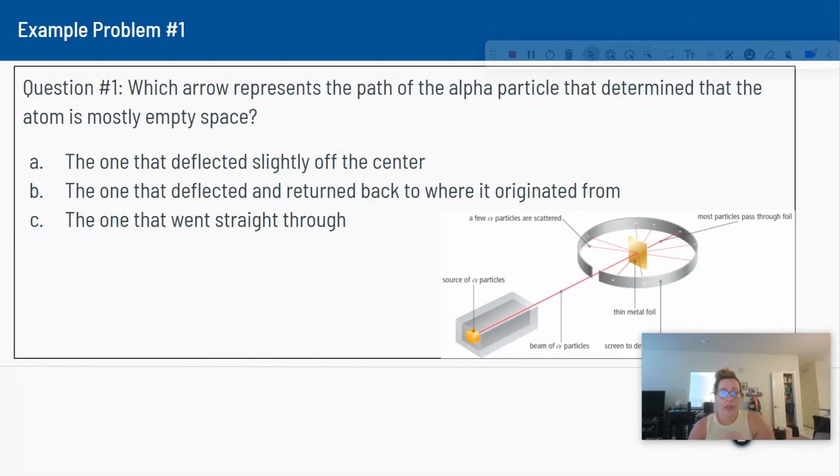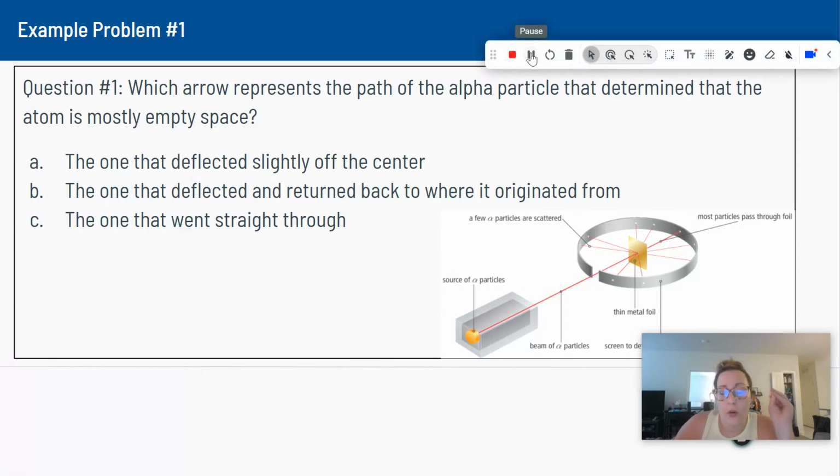So looking at our first example, our question is, which arrow represents the path of the alpha particle that determined that the atom is mostly empty space? Is it the one that deflected slightly off the center, the one that deflected and returned back to where it originated from, or the one that went straight through? So I want you to pause the video right now and take about 30 seconds to pick your answer, and then I'm going to review it. And make sure you pause it. The only way you learn is if you try it yourself. Don't wait for me to give you the answer.